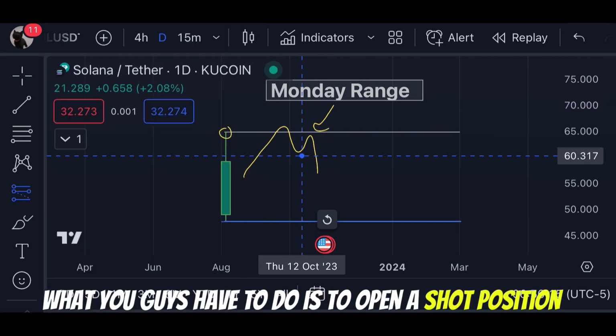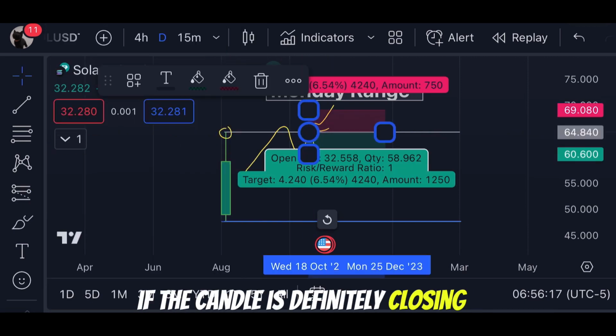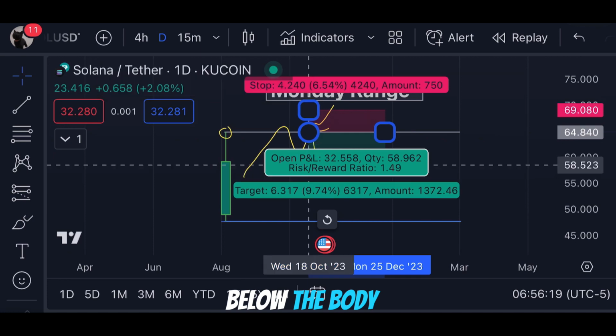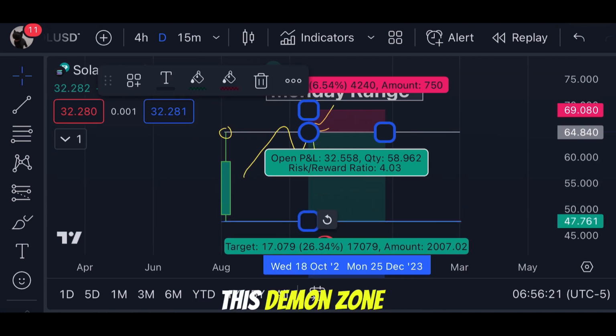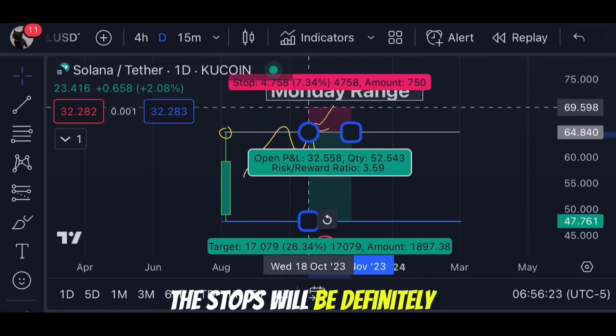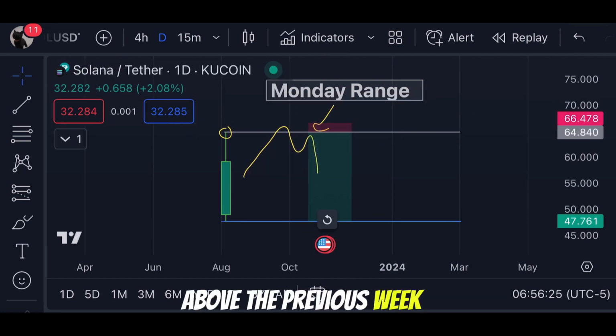What you guys have to do is to open a short position. If the candle is definitely closing below the body, you guys have to target this demand zone from the Monday range. The stops will be definitely above the previous wick. This is a very simple trade setup.